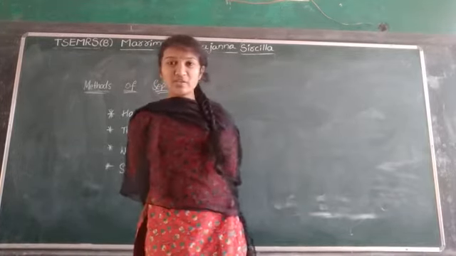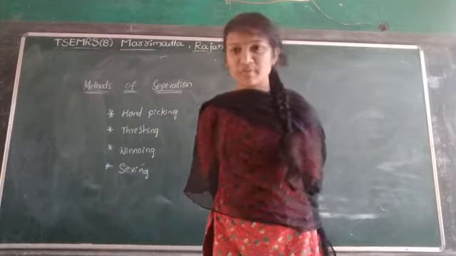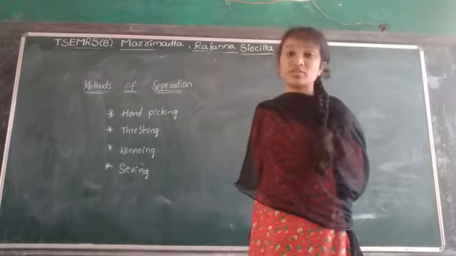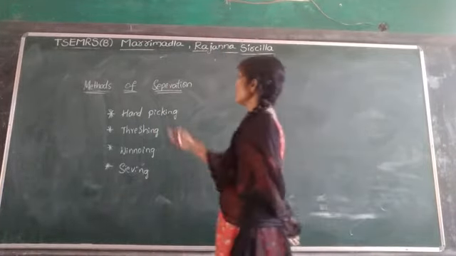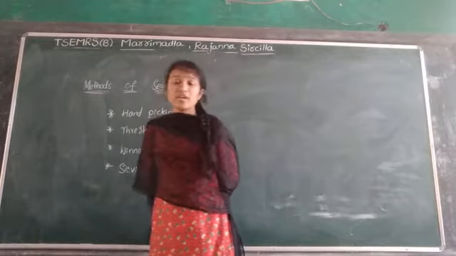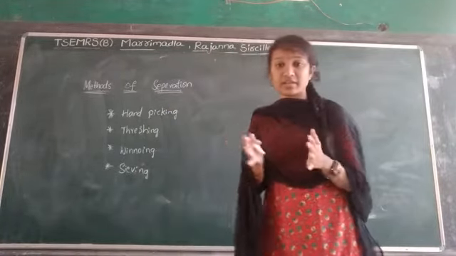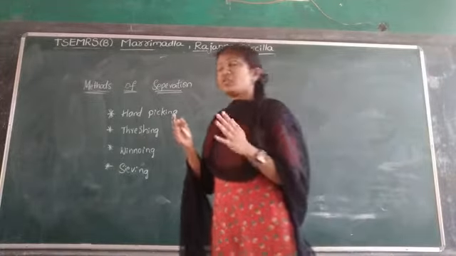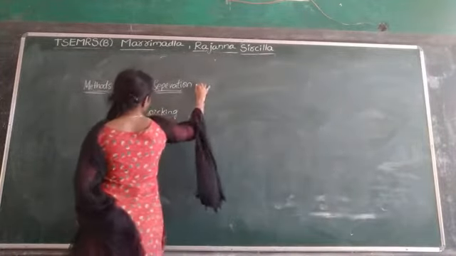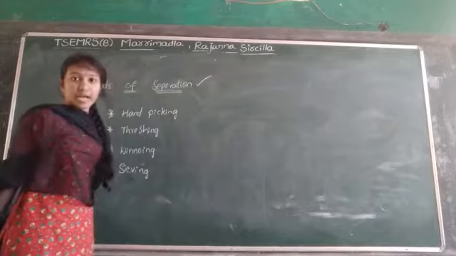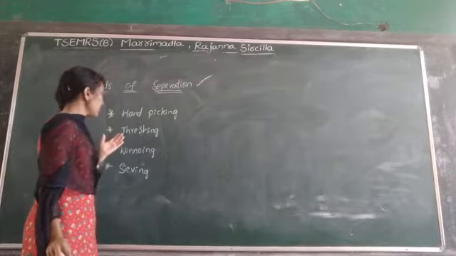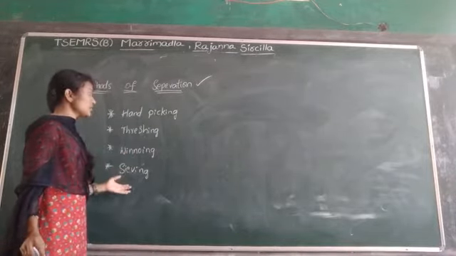We are dealing with our new chapter, that is separation of materials, and today we are going to learn about the different methods of separation. We have seen the introduction about how we filter tea and how we separate the grains and stones of rice. So today we are going to discuss the methods of separation. In that we have hand picking, threshing, winnowing and sieving.